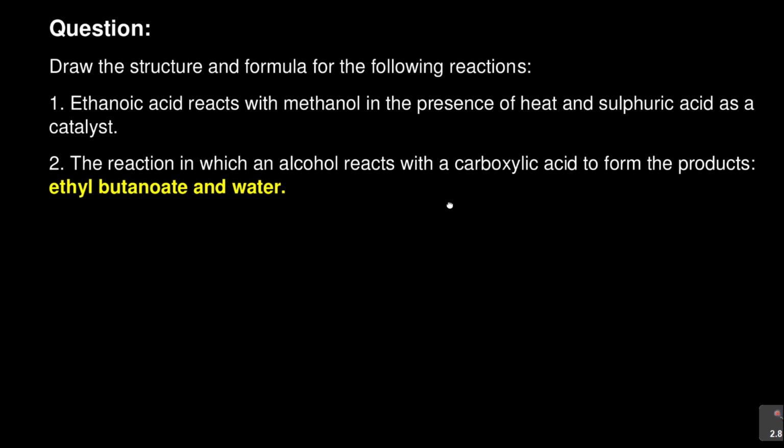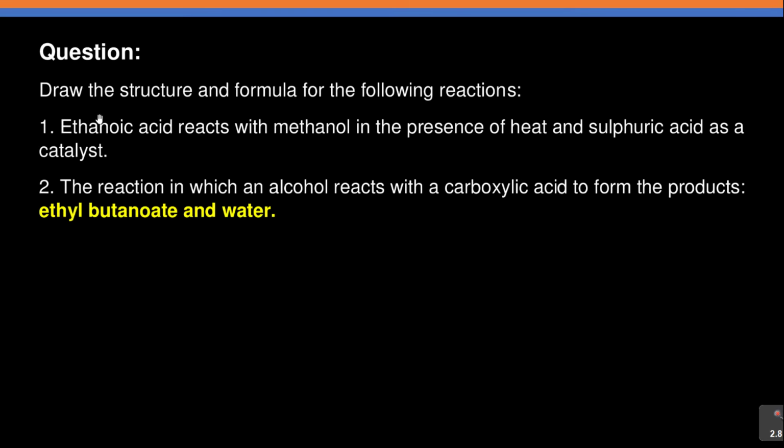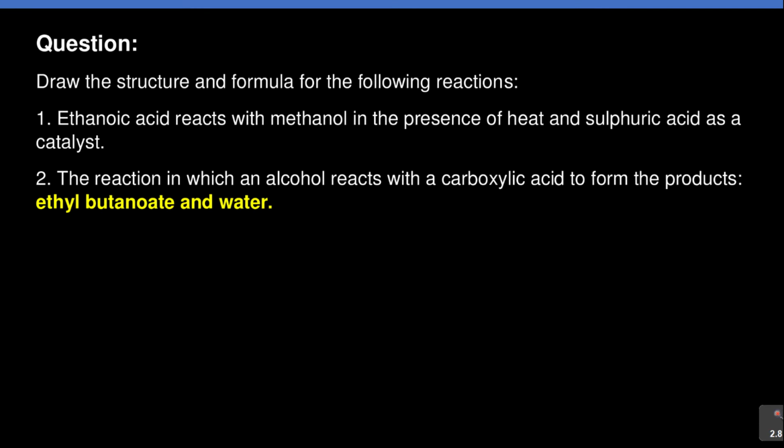Now let's look at this question. It can give us a bit of an idea here. It says draw the structure and the formula of the following reactions. Ethanoic acid reacts with methanol in the presence of heat and sulfuric acid as a catalyst. So ethanoic acid, so you do this. Let's get ethanoic acid, which is 1, 2 for ethane, right?